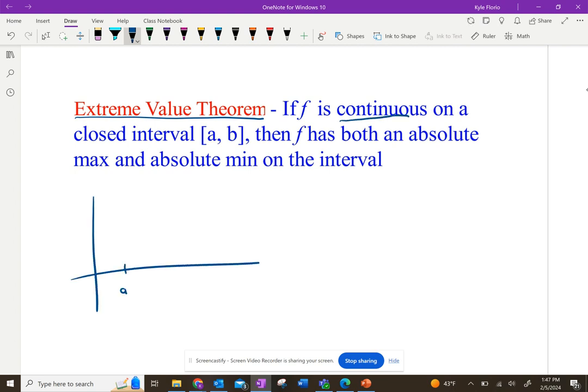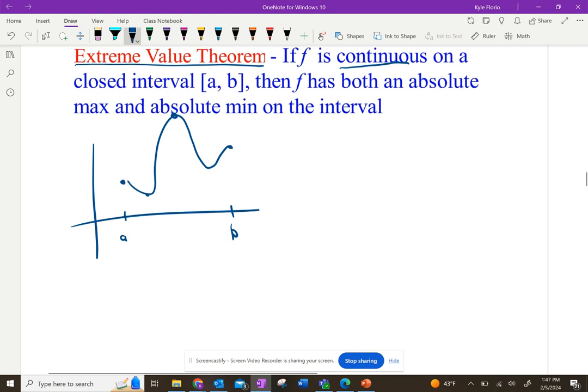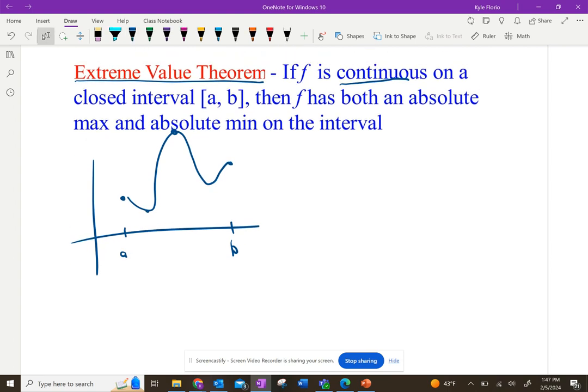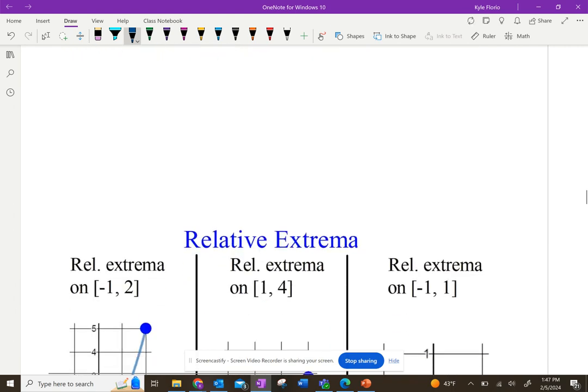So if I'm on some interval from a to b, my function's got to be continuous. So there's no asymptotes, there's no breaks, there's no holes. Who knows what it's doing in between. But if I have a continuous function from a to b, there's got to be an absolute max or min somewhere. In this case, the max is up here at the top, and the minimum would be down here at the bottom. So it doesn't tell you how to find the extrema. It just tells you that they exist as long as the function is continuous on that closed interval.